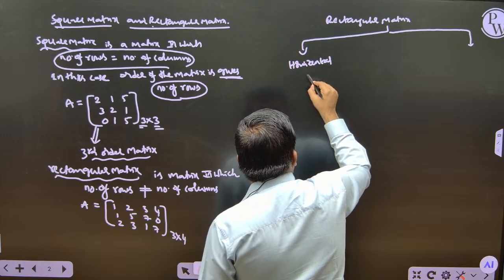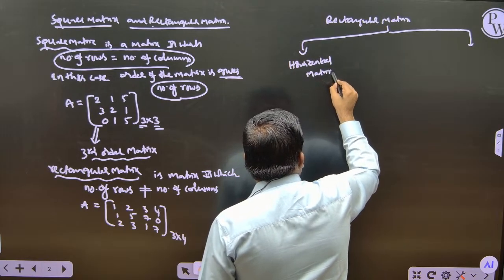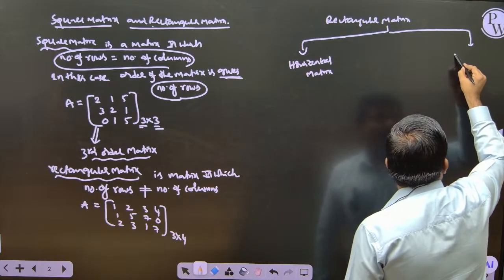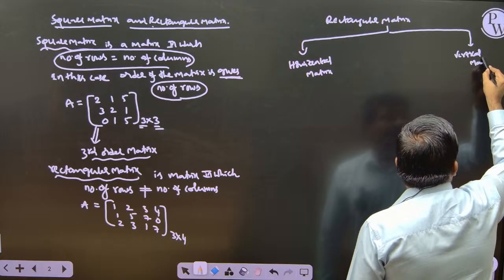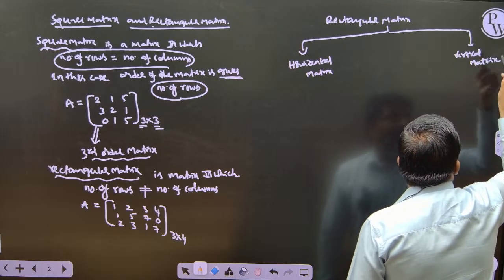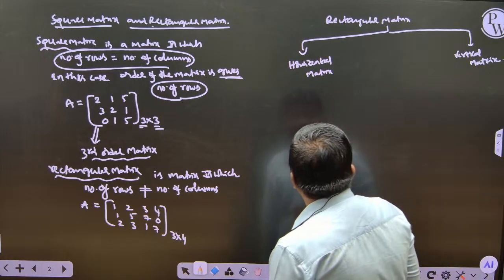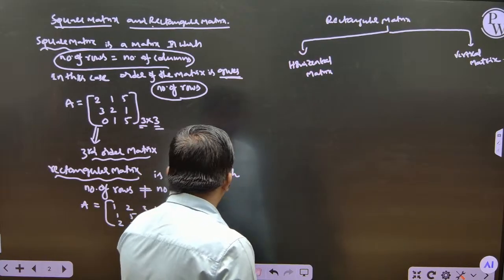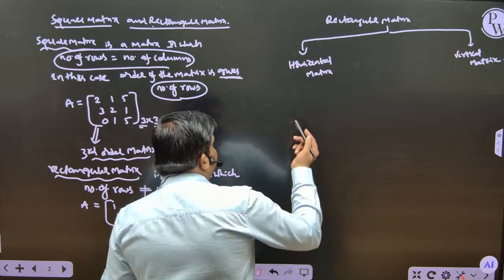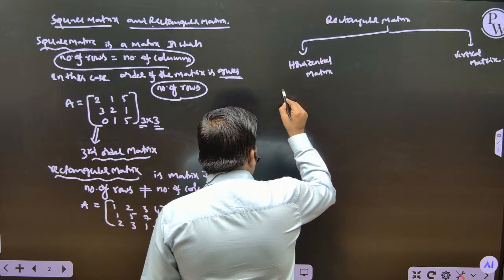Horizontal matrix. Next one is what? Vertical matrix. Horizontal matrix, and next one is what? Vertical matrix. A rectangular matrix is split into horizontal matrix and vertical matrix. What is the horizontal matrix?